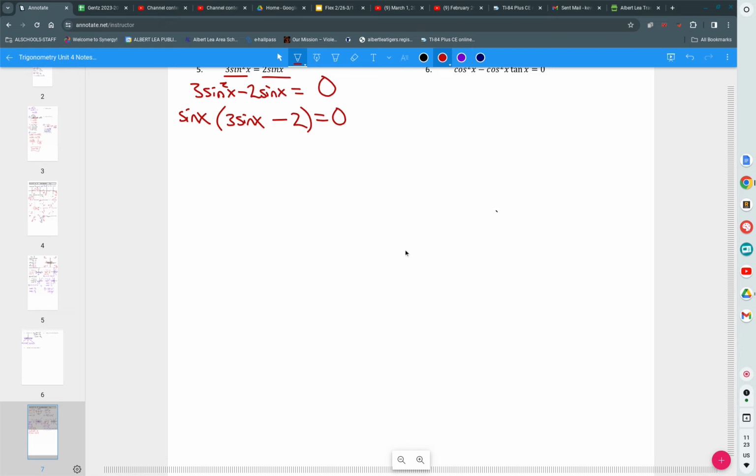So we are now going to set up 2 equations. Our first one is nice and easy. We've got sine of x equal to 0. Okay? And I want you to think on that unit circle, when is the y value equal to 0? Why did I choose the y value? Because it's sine. The y value here is 1, and down there it's negative 1. The y value here is 0, and over there is 0, right? So we have 0, 180, and 360.